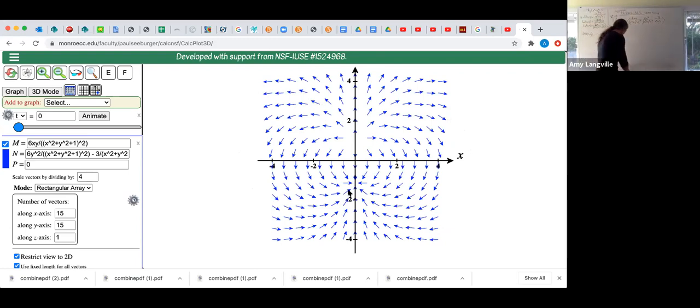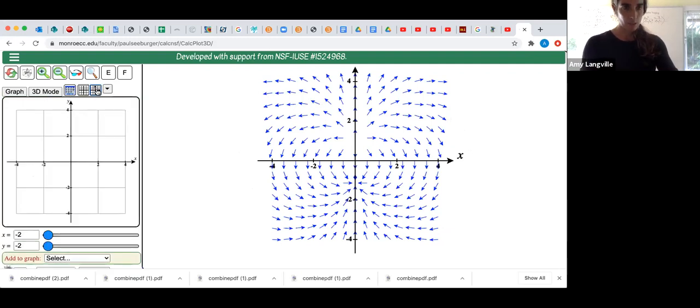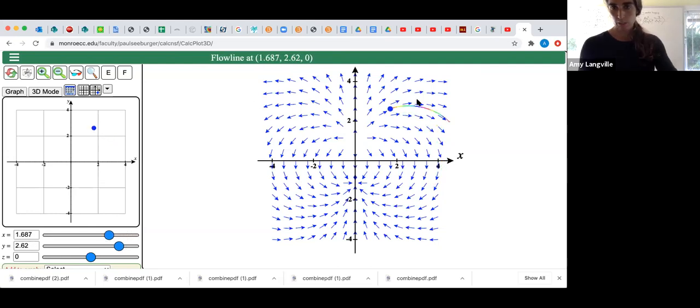Next concept on flow lines is that CalPlot 3D can actually estimate these. And I believe you have to come over here to this XY plot. So you have a page in your journals that gives you instructions as well. But I think you pick a point. Yeah, there we go. So you can move this point around and watch what happens to the flow line. I'm not sure why this flow line isn't continuing, but it's showing the point that originated at the top, 1.687, 2.62, 0. If you're at that point on the surface, this is the movement that you would make, which you have two ways of thinking about.